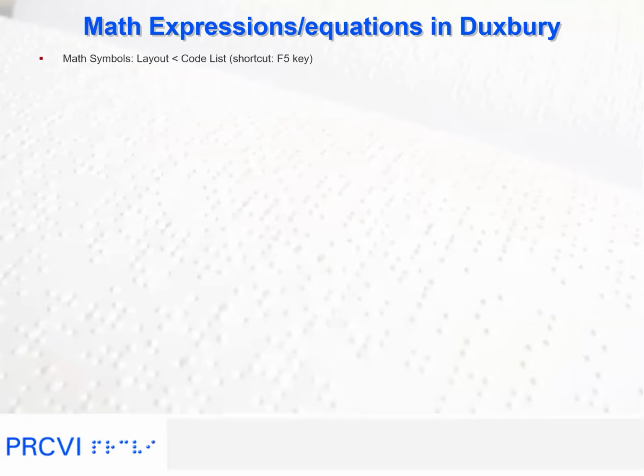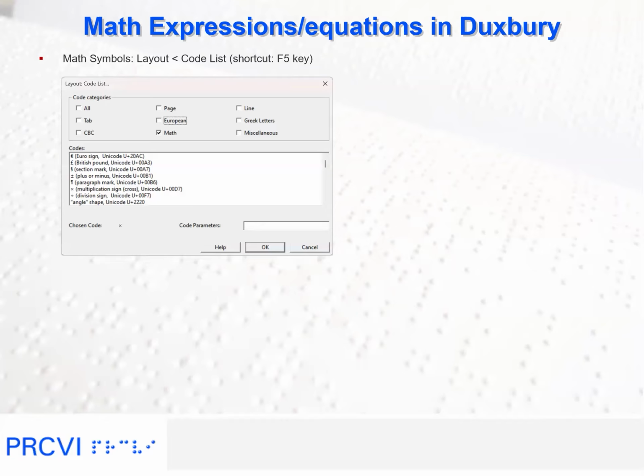To enter a math symbol such as a division sign, multiplication sign, etc., press the F5 key on your keyboard or go to the Layout menu on the toolbar and select Code List. From the Code List window, find the symbol you want, select it and click OK on the window.